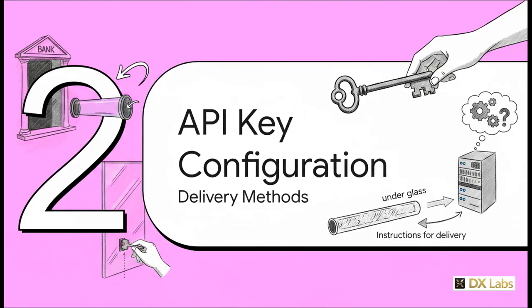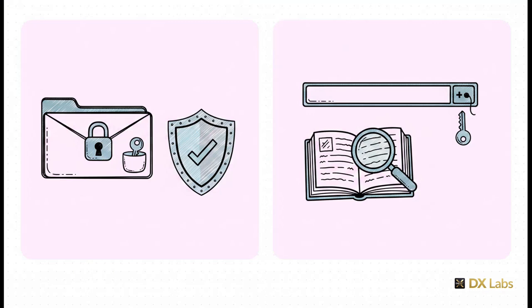Section 2. API Key Configuration. If you choose the API key route, think of it like going to a bank teller. You have the physical key to your safety deposit box, right? But the teller needs to know how you're handing it to them. Are you sliding it under the glass or sending it through one of those pneumatic tubes? In Copilot Studio, the type field dictates exactly where your key is sent. Header means the key is securely tucked away inside the HTTP request. Query, on the other hand, means it's appended right onto the end of the URL.